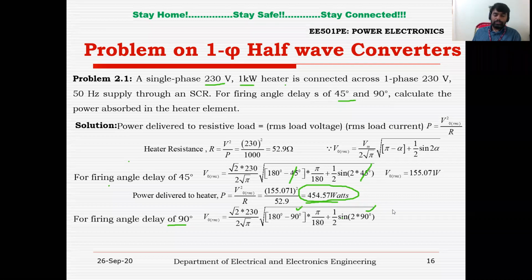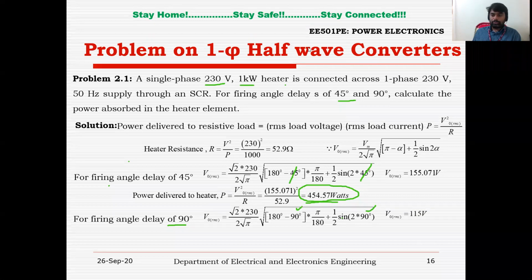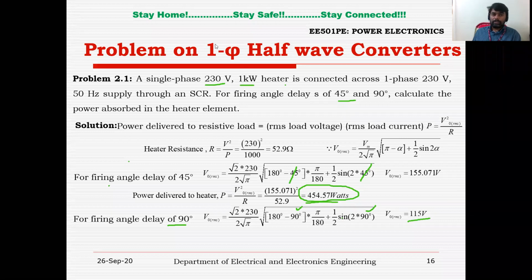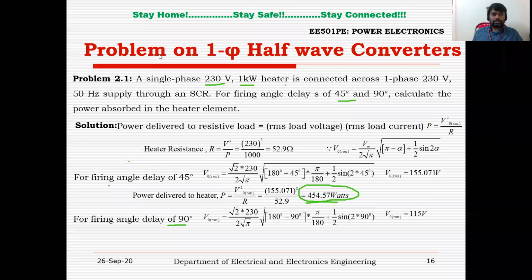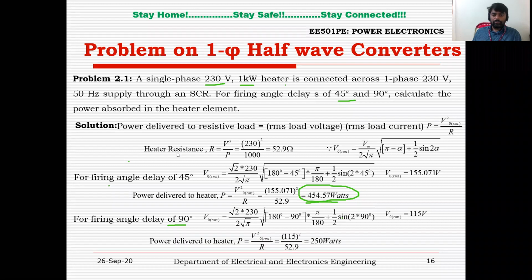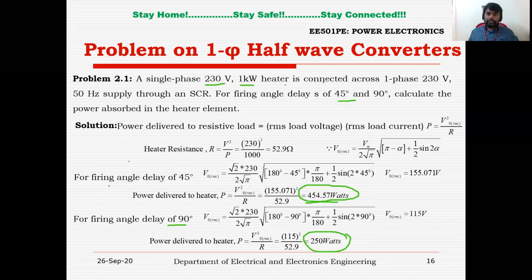If you do the calculation, you will get the RMS output voltage as 115 volts. So you know the RMS output voltage and you know the resistance value. We just substitute in this expression so that you can get the power delivered to the load, which is equal to 250 watts. So thank you. This is about the single phase half wave controlled converter with R and RL load.